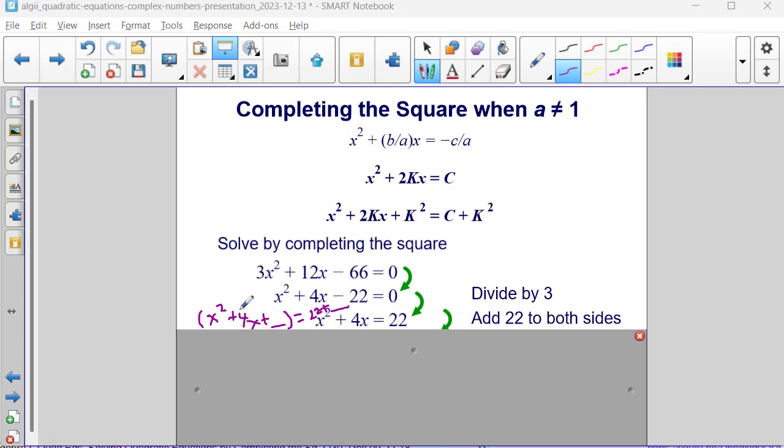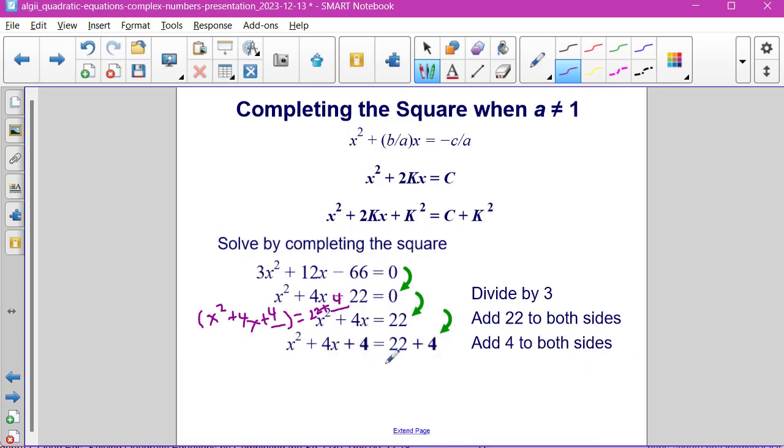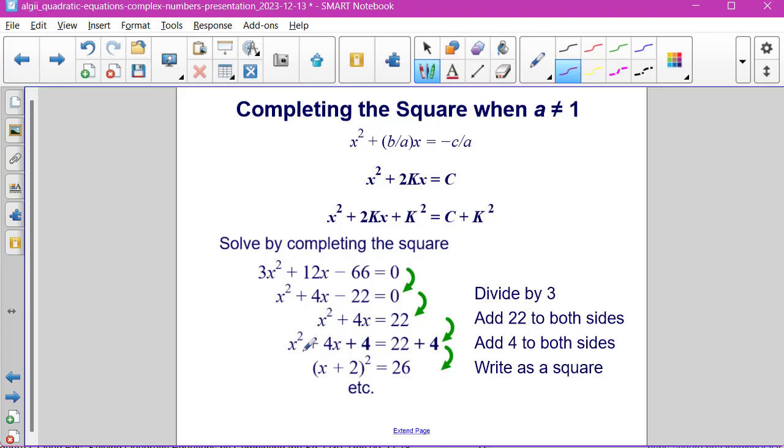So now we look at our b term, 4, divide it by 2, that's 2, and square it, that's going to be 4. So we're going to add 4 to both sides of our equation. And that's how we get this step shown right here. And now that we have a perfect square trinomial on the left, the factors of 4 that add up to positive 4 are x plus 2 times x plus 2, or x plus 2 quantity squared. And when we add up 22 and 4, we get 26.